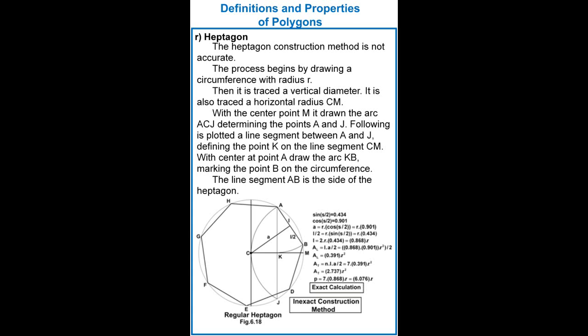Centered at the point M, the arc ACJ is drawn, determining the points A and J. A straight line segment AJ is now drawn, which defines the point K in the straight line segment CM. We center at point A and draw the arc KB, marking the point B in the circumference. The straight line segment AB is the side of the heptagon.